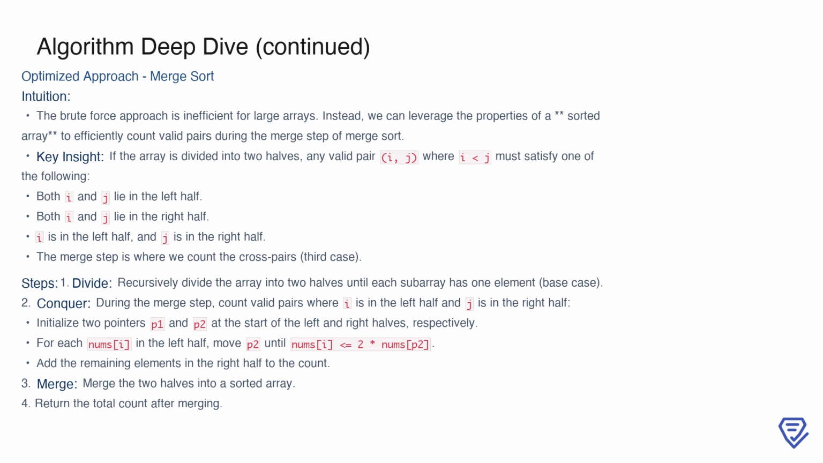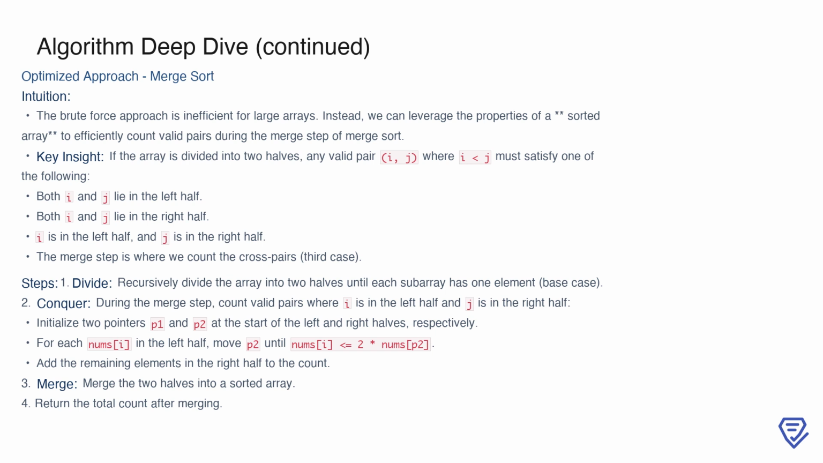The approach involves recursively dividing the array into smaller subarrays until each subarray contains only one element. During the merge step, we count valid pairs by using two pointers, P1 and P2, to traverse the left and right halves. For each element in the left half, we move P2 in the right half until the condition nums[i] > 2 * nums[j] no longer holds, and the remaining elements contribute to the count.